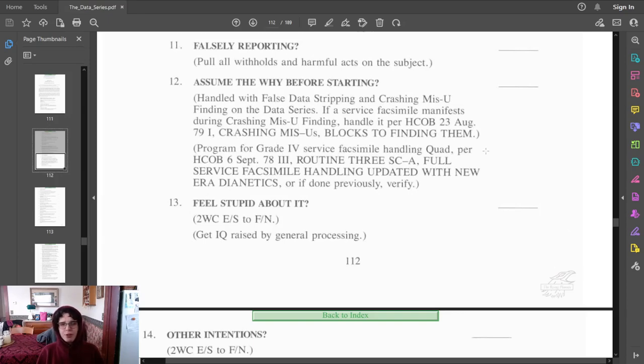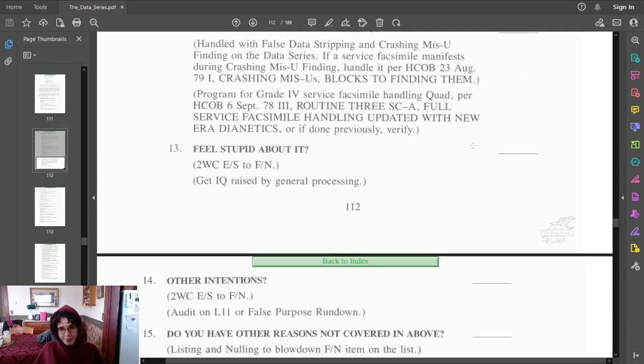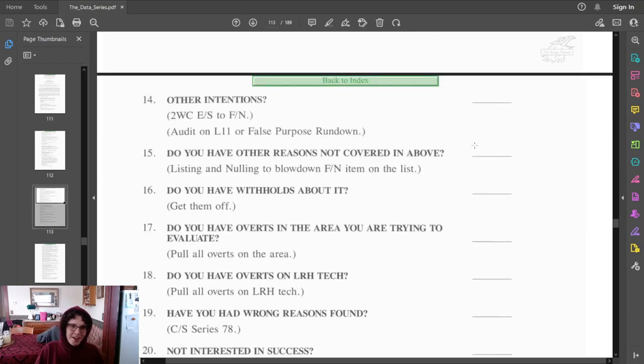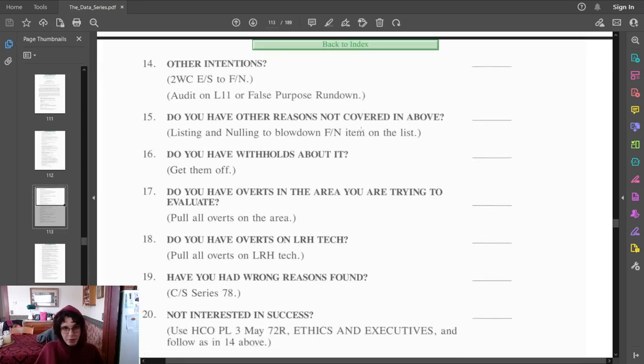Program for grade 4 surface handling quad per bulletin routine 3 SCA full service facsimile handling updated with new era Dianetics, or if done previously, verify. Feel stupid about it? Two-way comm, get IQ raised by general processing. So stupid. Other intentions, same thing. Audit on L11 or false purpose rundown. I thought L's were for the higher levels.